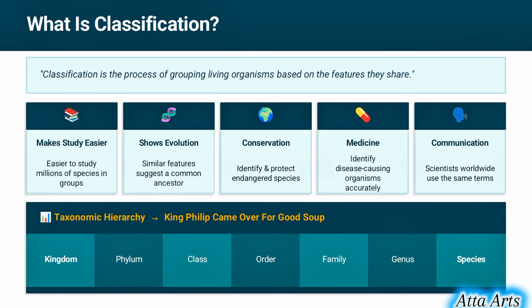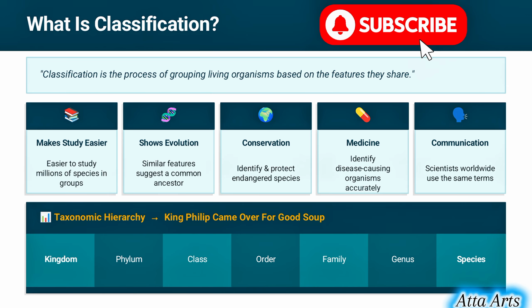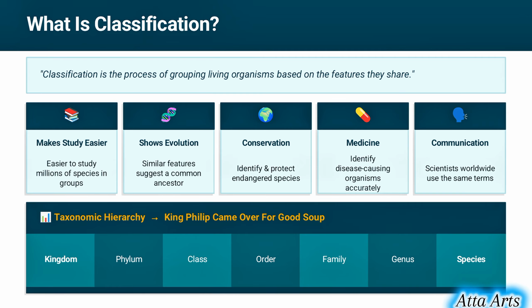Why is this important? Let me give you 5 reasons. First, it makes study easier. Instead of studying 8 million species one by one, we can study them in groups. Second, it shows evolutionary links. If two organisms share features, they probably share an ancestor. Third, it helps in conservation. We can identify which species are in danger and protect them. Fourth, it is useful in medicine. Knowing which group a disease-causing organism belongs to helps us treat it.